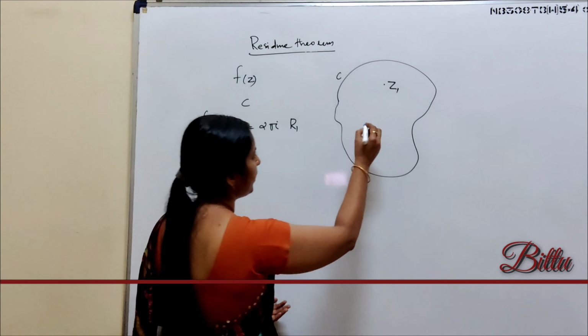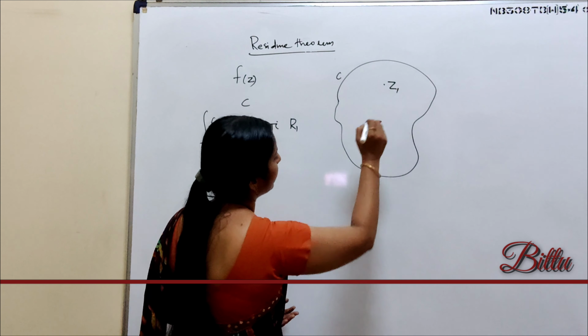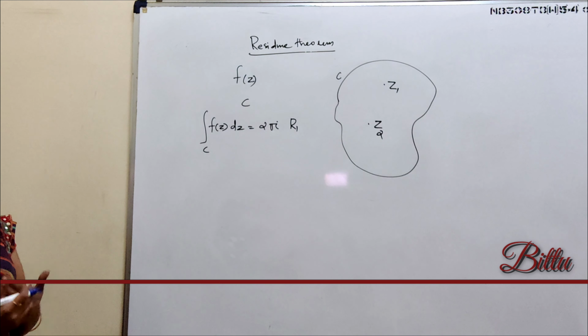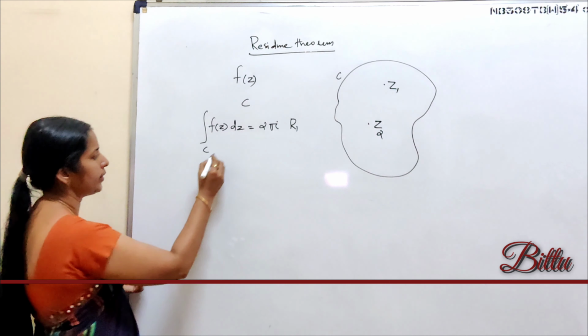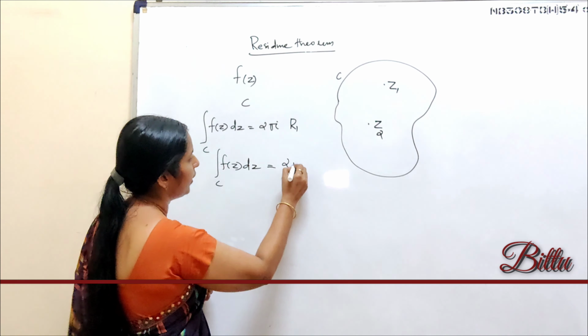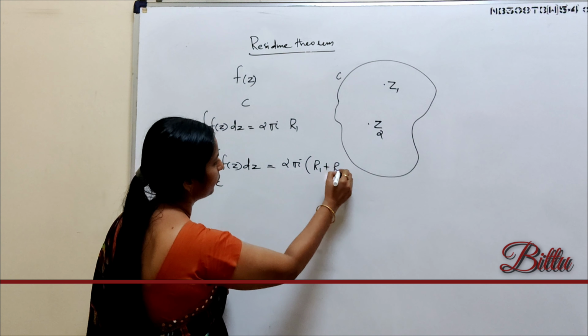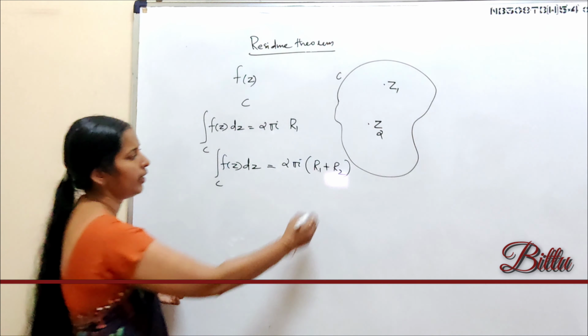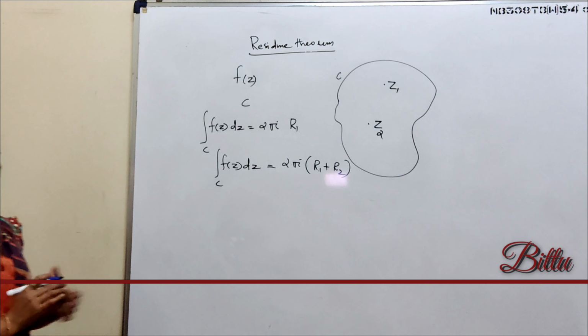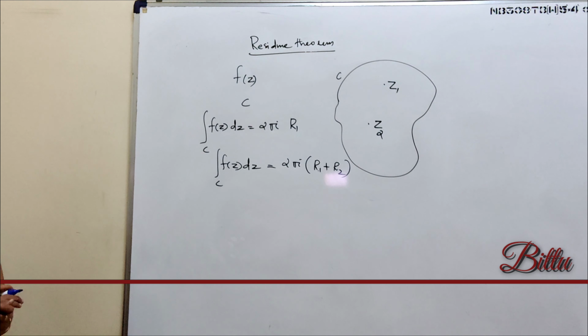Suppose f(z) has two singular points z1 and z2 which lie within C. In the previous case we considered only one singular point within C. Next you have to think about two singular points which are within C. Then the residue theorem states integral over C f(z) dz is 2 pi i into R1 plus R2. R1 is the residue at z1, R2 is the residue at z2. That is, the residue theorem states 2 pi i into the sum of residues of the singularities which lie within C.